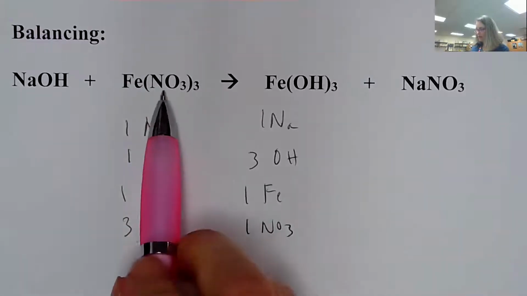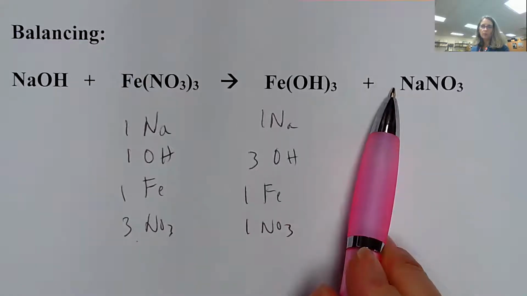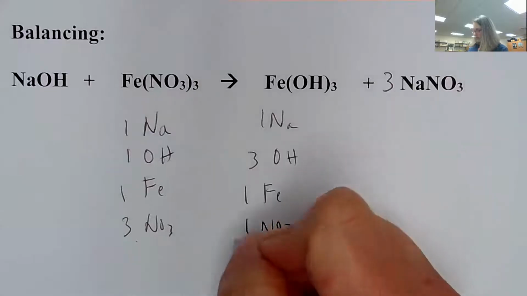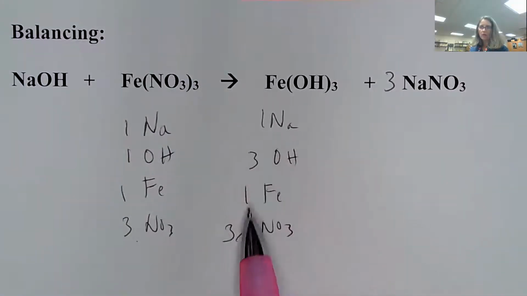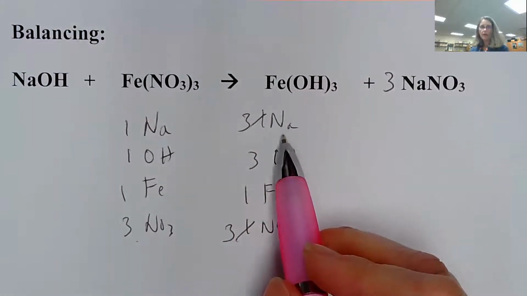For instance, I have three NO3s on the left-hand side, so I'm probably going to need to put a 3 in front of the NaNO3. So I'm going to start there and put a 3 there. That changes my NO3, but it also changes my Na, so you can't just pick what it changes. So that becomes 3 in front of the Na as well.